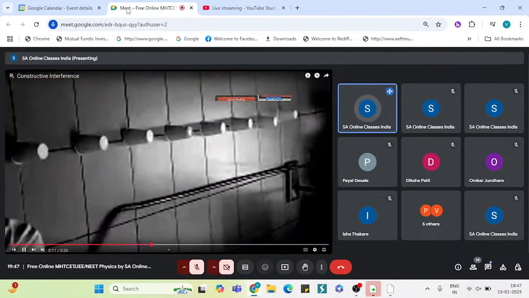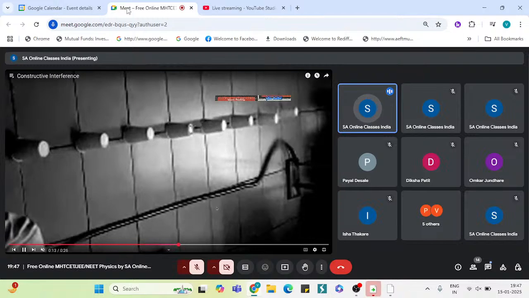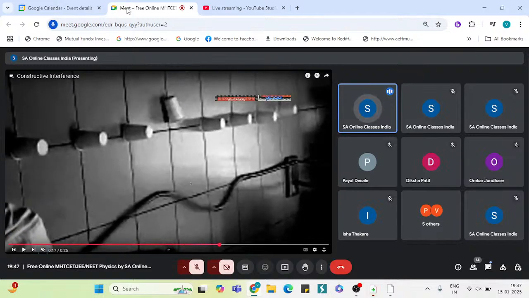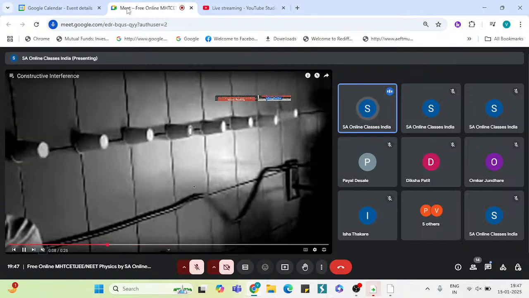So you can observe what is happening here in slow motion. This is the wave that is passing, and this is another wave that is passing. So if you see, maybe I'll go back.